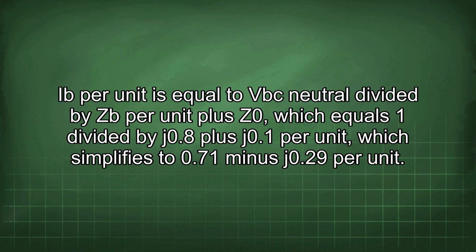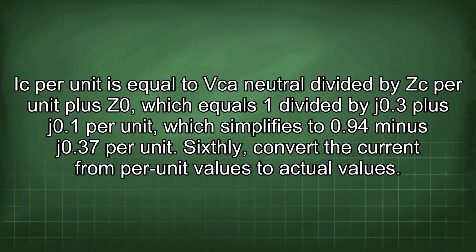IB per unit is equal to VBN divided by ZB per unit plus Z0, which equals 1 divided by j0.8 plus j0.1 per unit, which simplifies to 0.71 minus j0.29 per unit. IC per unit is equal to VCN divided by ZC per unit plus Z0, which equals 1 divided by j0.3 plus j0.1 per unit, which simplifies to 0.94 minus j0.37 per unit.